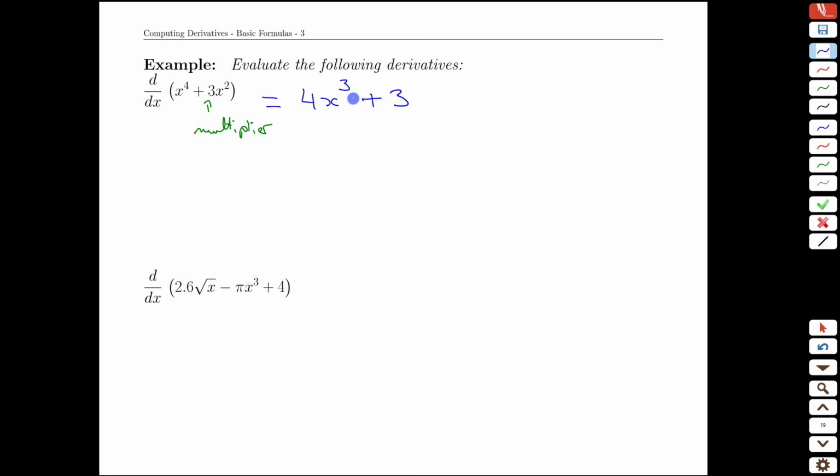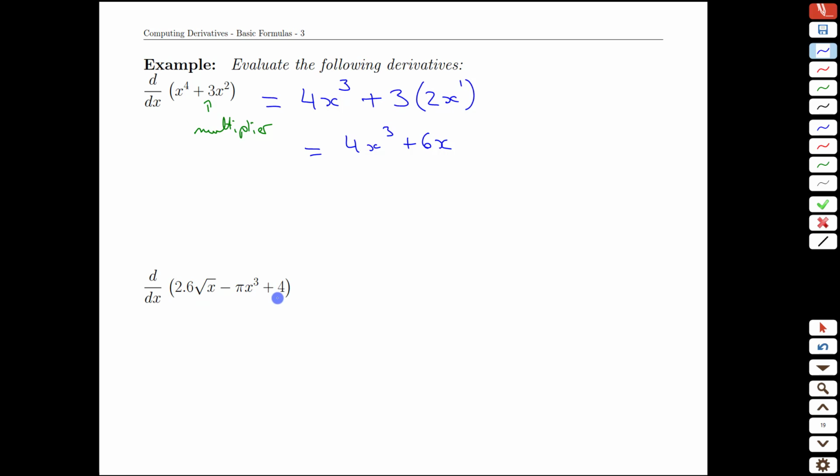This 3 is a multiplier of another function, so it stays around. So we get 3 times the derivative of x squared: bring the 2 down, keep the x to the power 1, and we'd usually tidy that a little bit to simply 6x. We don't need to show the power.